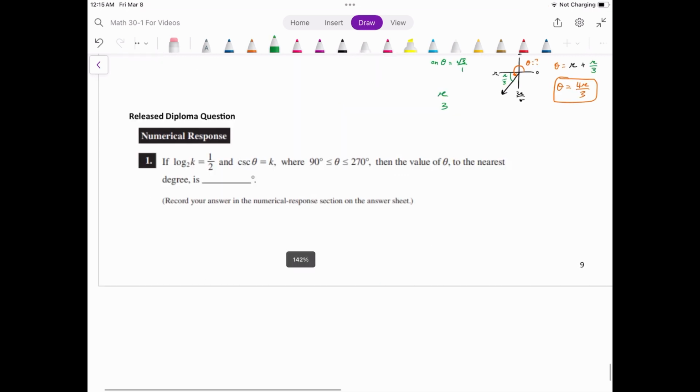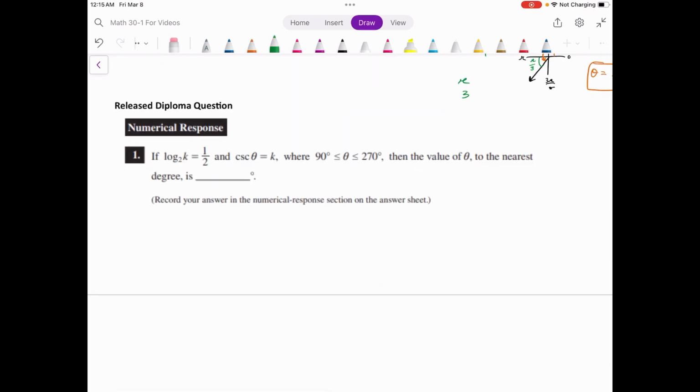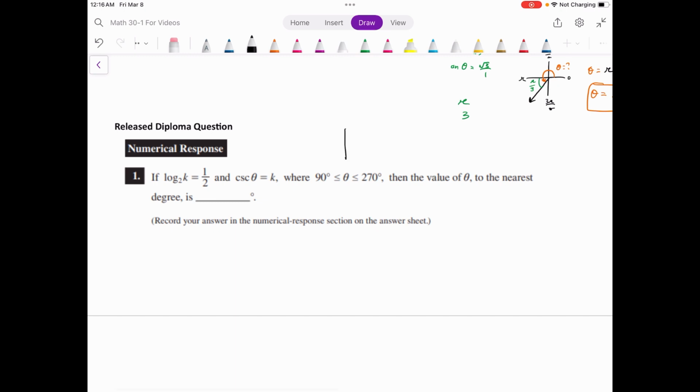All right. And the last one here comes from an old diploma, and it's kind of a fun one. It mixes some logs in with some trigonometry. So if log base 2 of k is equal to 1/2, and the cosecant of theta is equal to k, where 90 is less than theta, which is less than 270. So theta is between 90 and 270. Let's just think about that right now: 0, 90, 180, 270. They're telling us we're just in quadrants 2 or 3. Theta is either in 2 or 3.